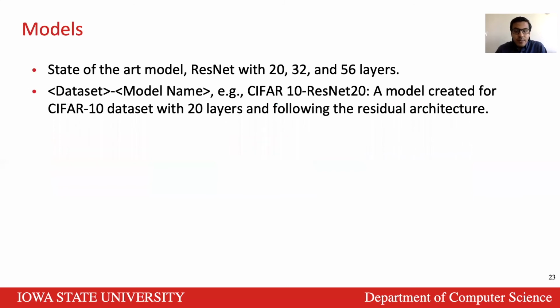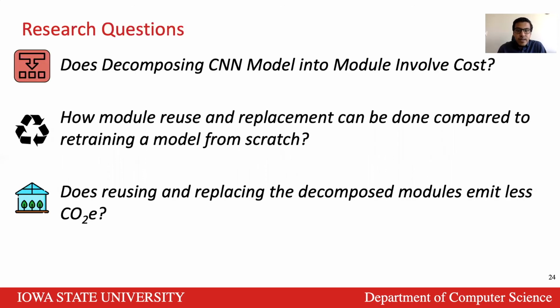To evaluate our approach, we build 9 different models. These models are trained with state-of-the-art architectures, for example, ResNet with 20, 32, and 56 layers. The name of each CNN model is represented as the dataset, hyphen, the name of the model. For example, for the CIFAR-10 dataset with ResNet-20, the model is referred to as CIFAR-10 ResNet-20. We answered 3 research questions.